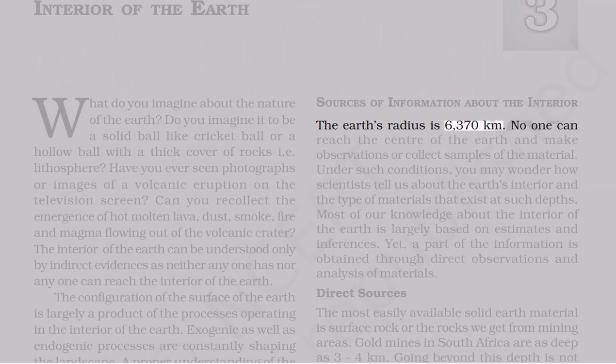The Earth's radius is 6,370 kilometers. No one can reach the center of the Earth and make observations or collect samples of the material. Under such conditions, you may wonder how scientists tell us about the Earth's interior and the type of materials that exist at such depths. Most of our knowledge about the interior of the Earth is largely based on estimates and inferences. Yet, a part of the information is obtained through direct observations and analysis of materials.